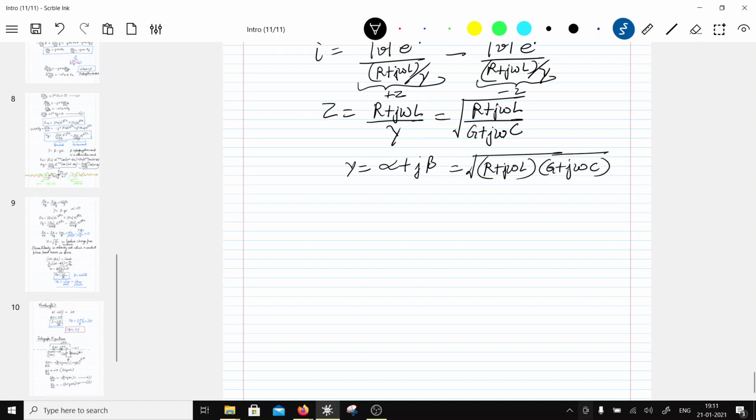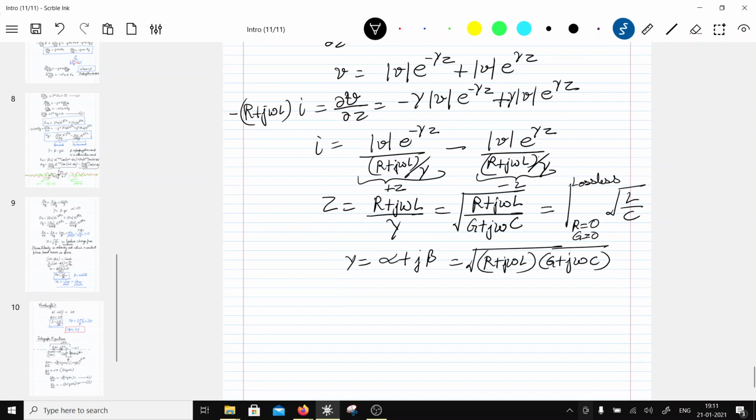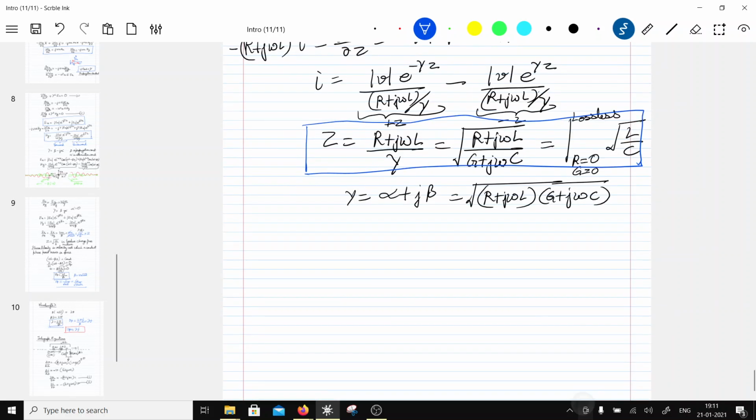Another thing is, for a lossless case, R is equal to 0 and G is equal to 0. So this is for the lossless case. So in this lossless case, this will be equal to root of L over C, right? So that is going to be the impedance of a transmission line. So all you have to remember is this impedance equation for a transmission line, and there is a propagation constant which will have the attenuation constant plus the phase constant.